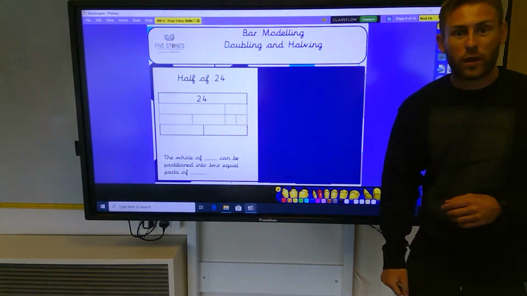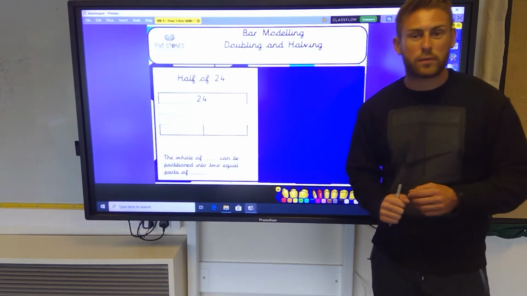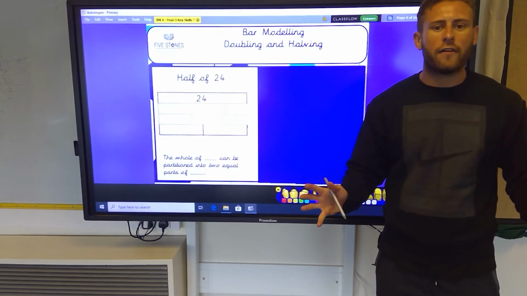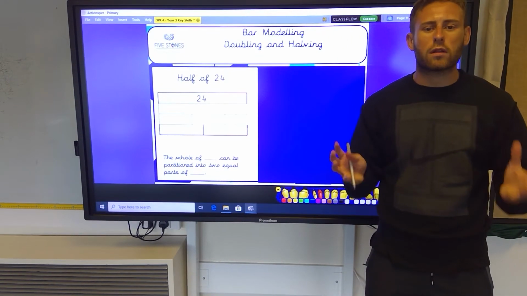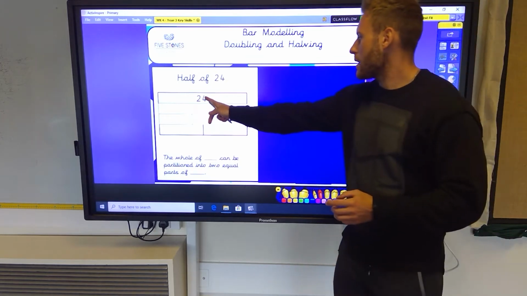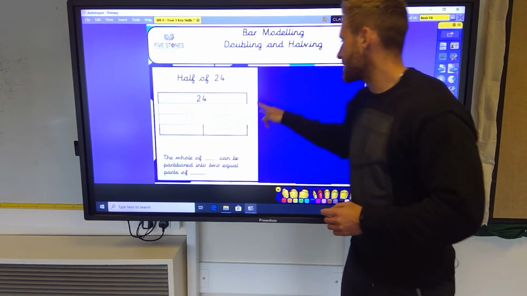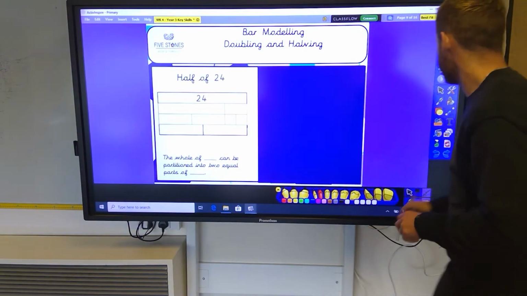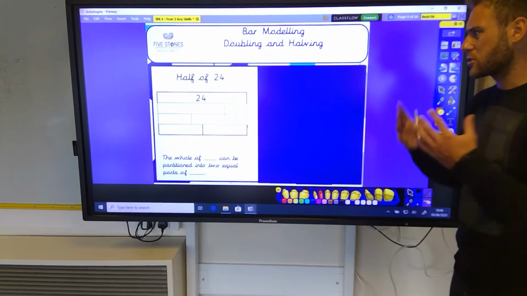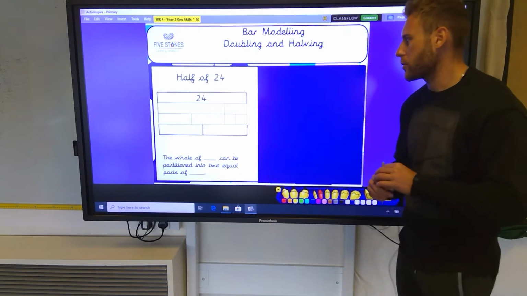Now, we're going to do the inverse. We're not going to double numbers anymore. We are going to half them. And halving numbers is to partition them into two equal amounts. So we need to make sure our 24, as we can see, ends up in two equal amounts. And it's sometimes easier to partition those numbers off into more manageable parts.